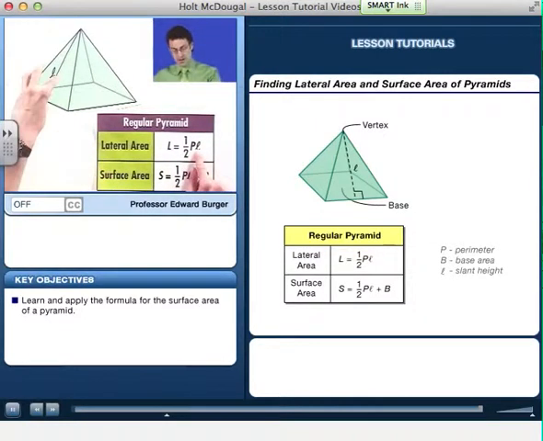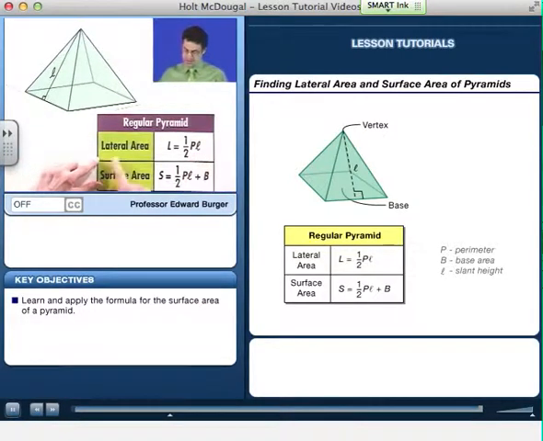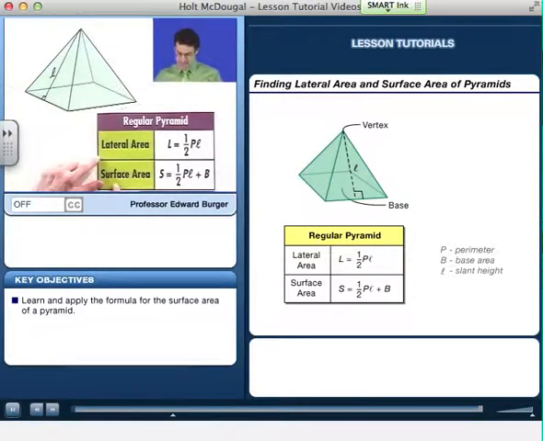That's just because we have a bunch of triangles, and we're trying to find the area of all the triangles at once. So the lateral area for a regular pyramid actually makes a lot of sense. And the surface area is just the lateral area plus the area of the bottom, the area of the base. So again, not a huge surprise here.